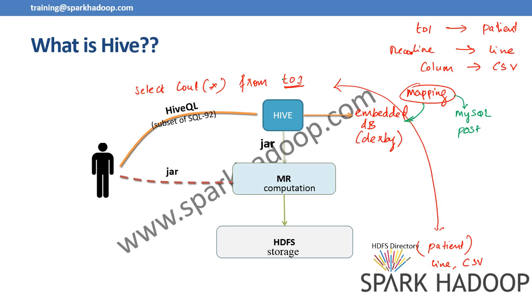So using this mapping, it identifies, okay, T01 is nothing but patient. It creates a MapReduce jar, basically a MapReduce job or MapReduce application when you talk about Hadoop 2. That gets submitted to MapReduce, and MapReduce runs across the storage and gets back the data. So simple. What do you have to know? We need to know the table mapping, which is basically a table, and we need to know HiveQL, which is a subset of SQL 92.